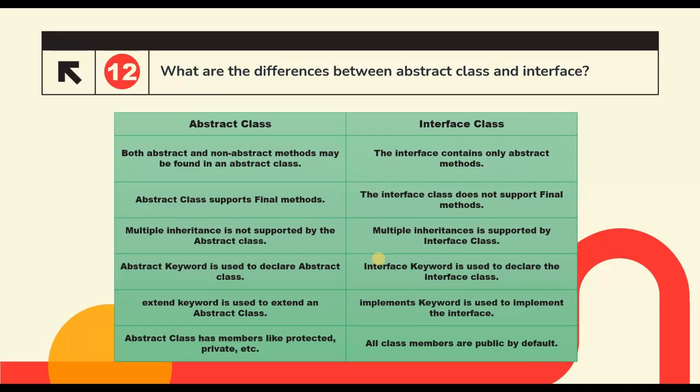Multiple inheritance is not supported by the abstract class, but multiple inheritance is supported by the interface. The abstract keyword is used to declare the abstract class, and the interface keyword is used to declare the interface. An abstract class can extend another class, but an interface can't; the implements keyword is used to implement the interface. An abstract class can have members like protected and private, and in the interface all the members are public by default.